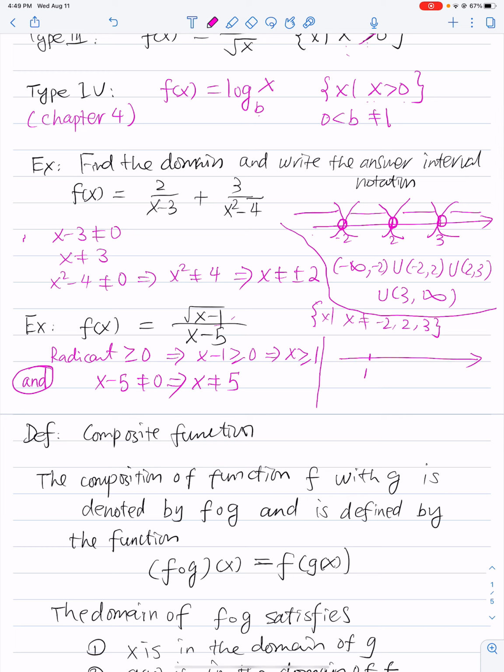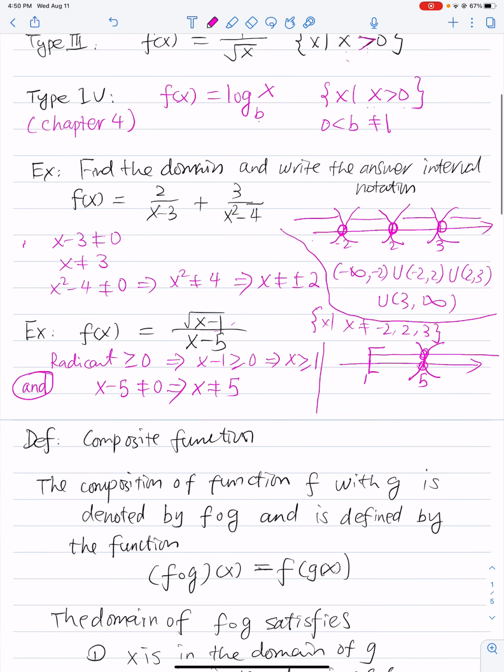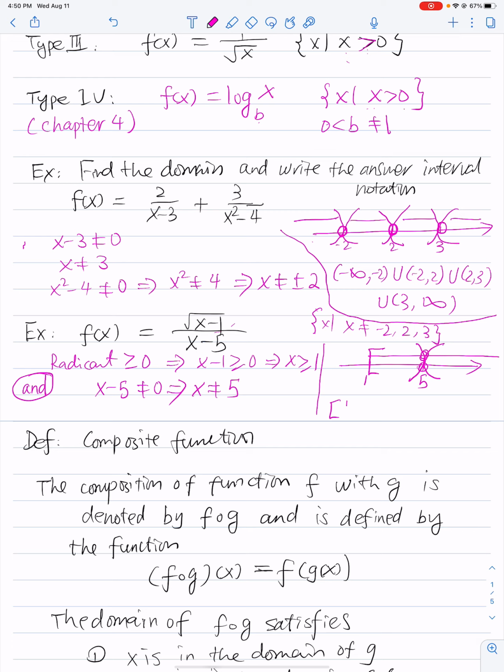You have to satisfy both of these two things at the same time. So you have 1 and 5. Bigger than or equal to 1, so you go right from here, and then you have an open circle at 5, which turns into a parenthesis. So what will be the interval notation? It's from 1 to 5, union 5 to infinity. This is a tricky question. Be careful.